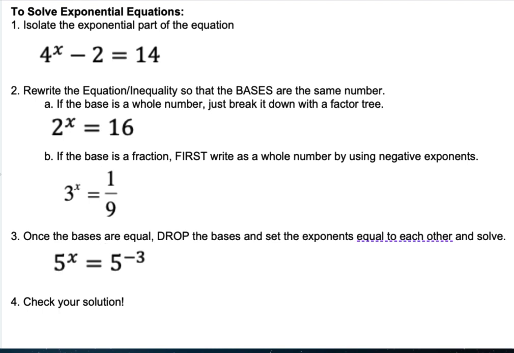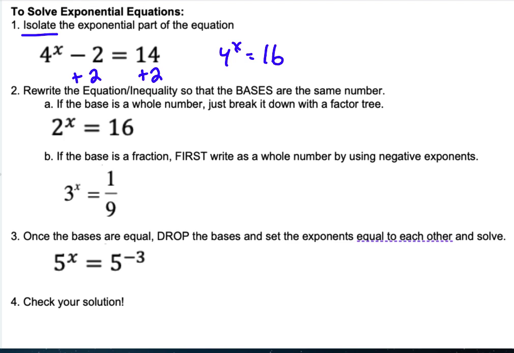Similar to solving an equation, we want to try to get the x all by itself, but the x is often going to be our exponent, so we have to work on how to balance those two things out on both sides of our equation. One step we might do is isolate the exponent part, which is just like solving a regular equation. In this case, we have 4 to the x power minus 2 is 14. So we want to get the 4 to the x by itself. We're going to add 2 to both sides, and we get 4 to the x is equal to 16.